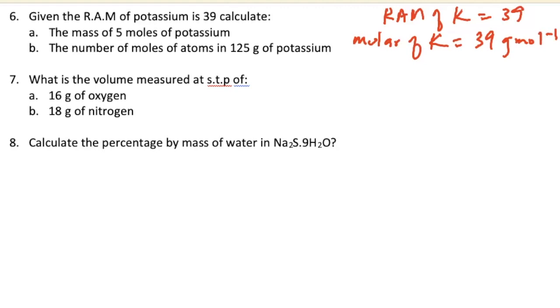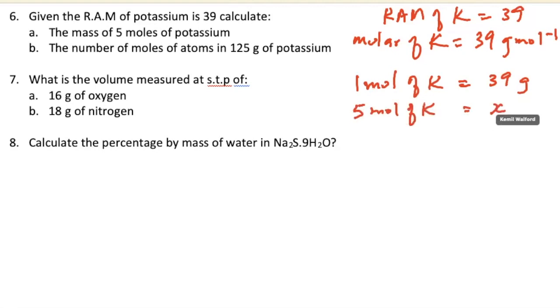We will say, okay, 1 mole of K, which is potassium. People tend to mix up that. They tend to write P for potassium, but P is phosphorus. So 1 mole of K has a mass of 39 grams. So we want to find out what's the mass of 5 moles. So we'd say 5 moles of K would be equal to X.